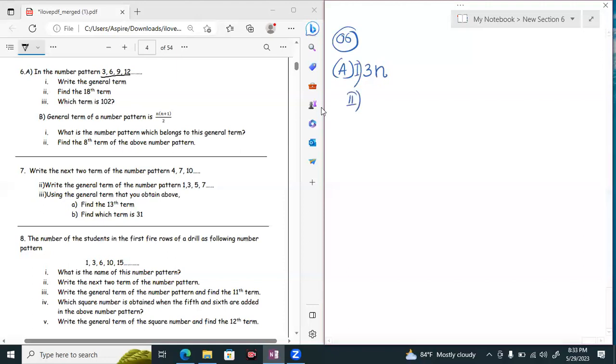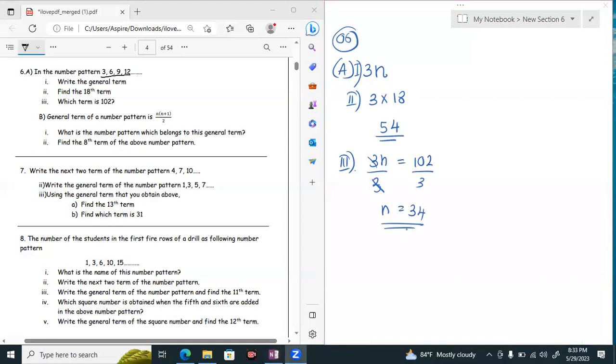Second part. Find the 18th term. To find the 18th term, multiply 3 by 18. Answer is 54. Third one. Which term is 102? Then equate the general term to the given number. Then to find n, divide by 3. n is equal to 34. Very good.